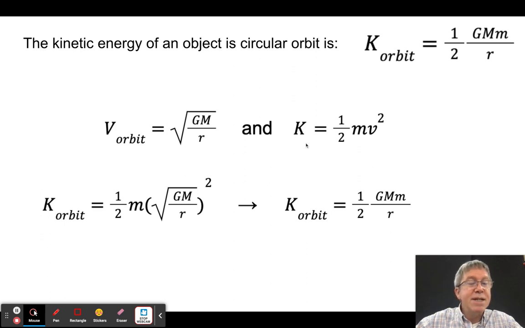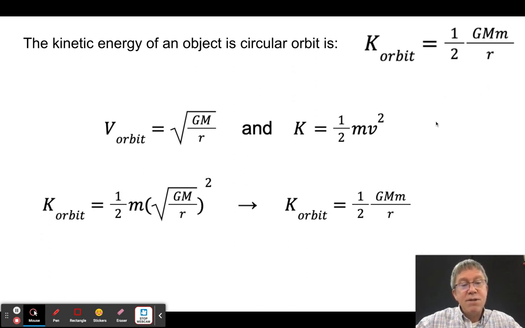I think we all remember that kinetic energy is 1/2 mv squared. So I'm just going to substitute this for v. When my velocity of orbit is this, I'm just going to put it in here and see what I get. So the kinetic energy of orbit is going to be 1/2 m times the orbital velocity squared. So this is what I get for the kinetic energy of an object in orbit. It's going to be 1/2 GMm over r. Okay, look a little bit familiar.